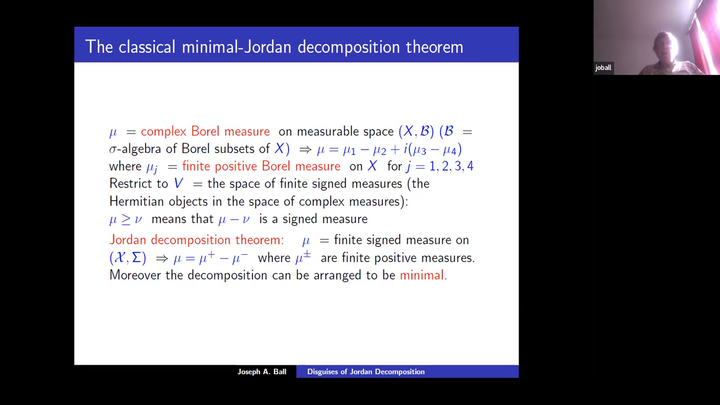And furthermore, you can arrange it to be minimal. Namely, they have a Hahn decomposition: mu plus is supported on A, mu minus is supported on B, and A and B are disjoint. They're unique, determined up to sets of measure 0. So we have our minimal Jordan decomposition. This is the classical version of the Jordan decomposition theorem for measures.